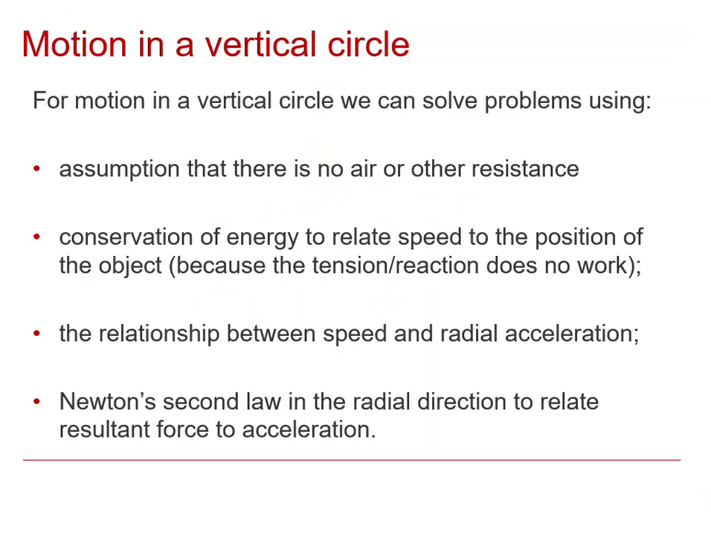We've established four working principles for dealing with variable speed in motion in a circle. The first is the assumption that there's no air or other resistance, and that is equivalent to saying that there are no forces along the tangent. We've also established that we can use conservation of energy, because if the circle is perfect and rigid, then we can always have the situation that the reaction force, or if it's a string, the tension force, is at right angles to the direction of motion and so does no work. So it's all a question of conservation of energy, of kinetic and potential.